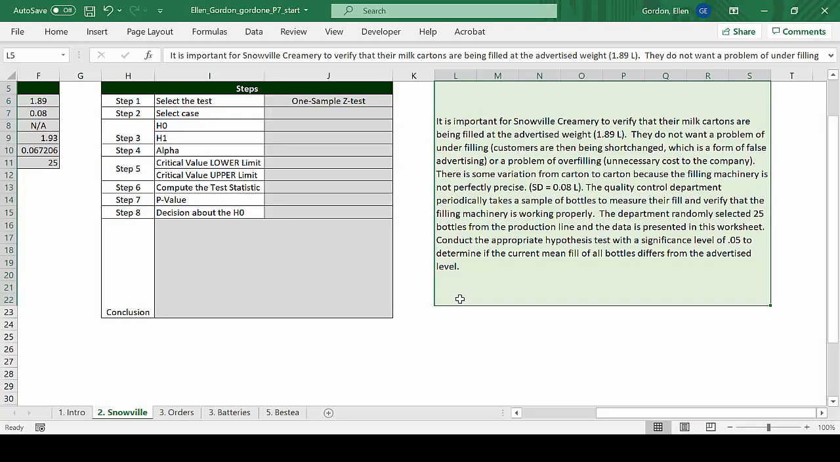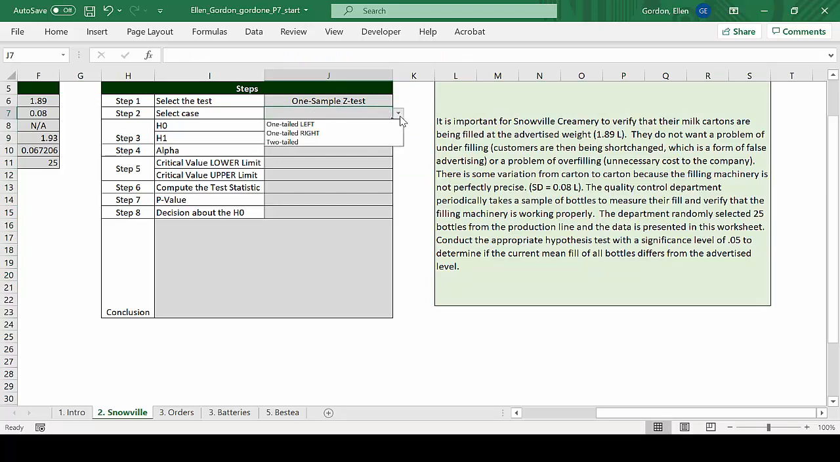If you return to your prep file, we can read the research description and determine the case. So you can see here it says conduct the appropriate hypothesis test with a significance level of 0.05 to determine if the current mean fill of all bottles differs from the advertised level. So we're just looking to see if the current mean fill is different from the advertised fill. There's nothing in this research description where we think that they're underfilling the bottles or overfilling the bottles. We just want to see if it's different from the advertised level. So that would make it a two-tailed test.